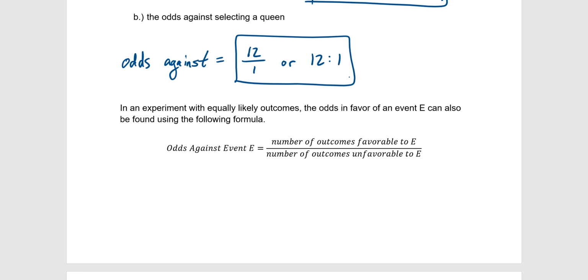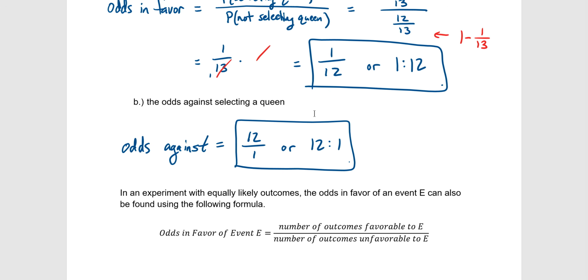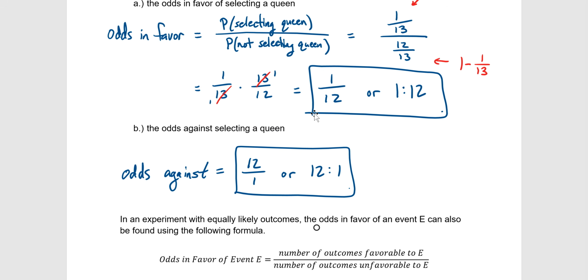Just like before, when we have an experiment with equally likely outcomes, we can simplify that formula down a little bit. The odds in favor of event E, so I just have to change this, this should say in favor. The odds in favor of event E are going to be the number of outcomes favorable to E divided by the number of outcomes unfavorable to E. In this case, with the queens, we could have just recognized this and done 1 over 12, instead of 1 over 13 divided by 12 over 13, as we did up here.